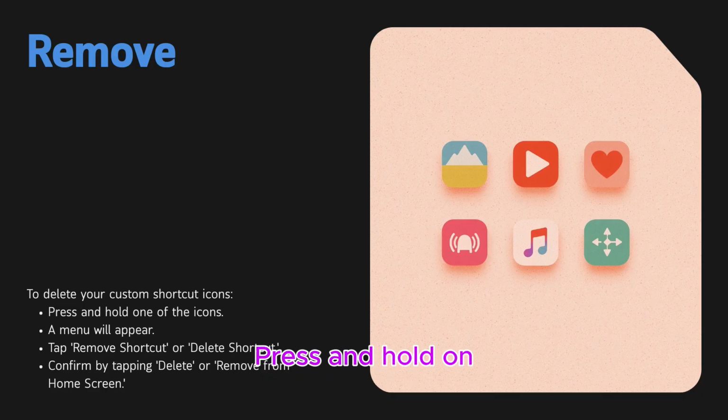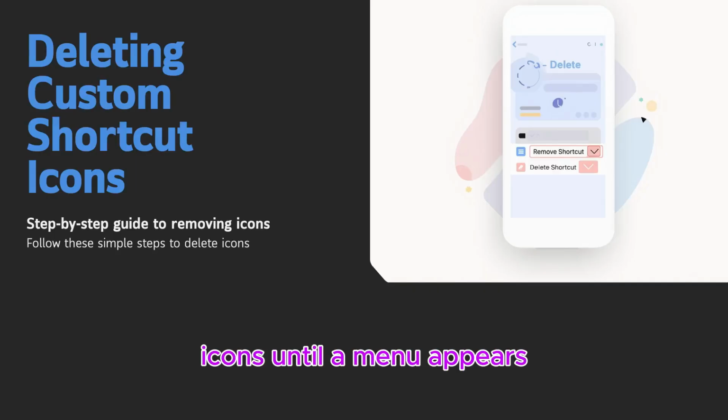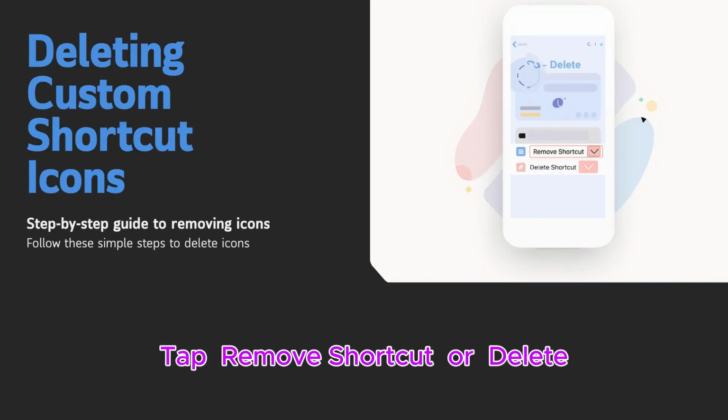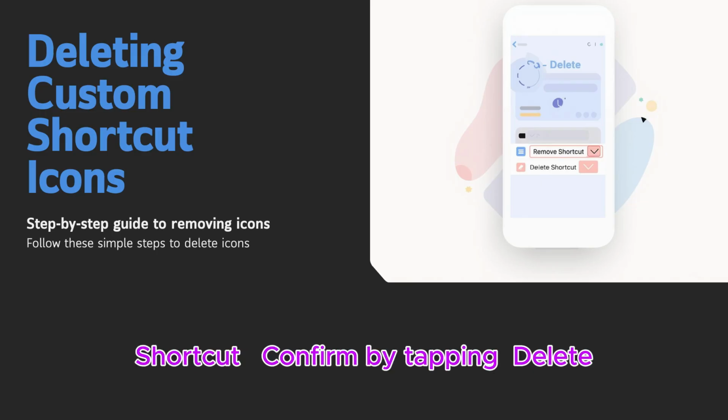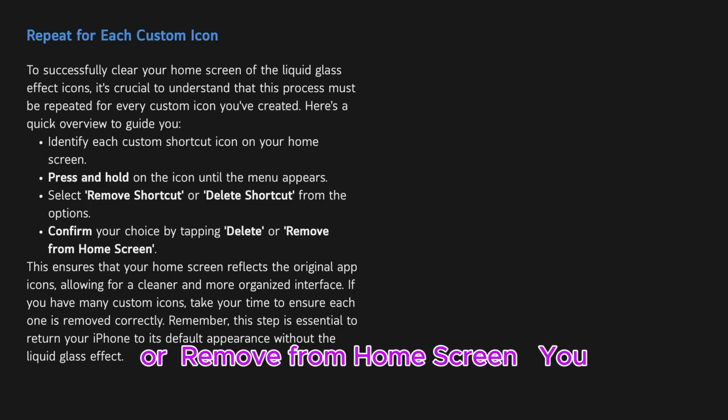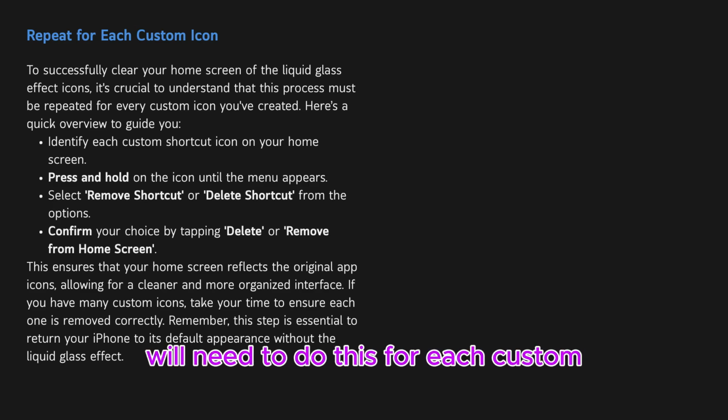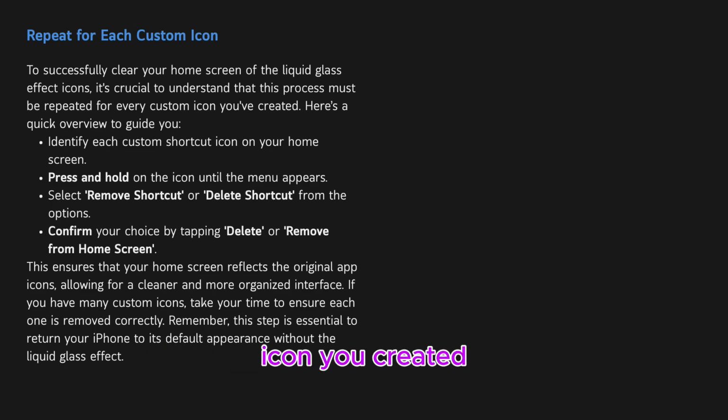Press and hold on one of the liquid glass icons until a menu appears. Tap Remove Shortcut or Delete Shortcut. Confirm by tapping Delete or Remove from home screen. You will need to do this for each custom icon you created.